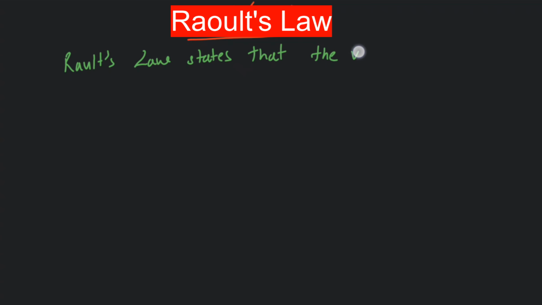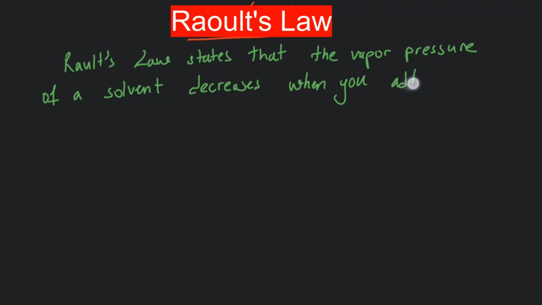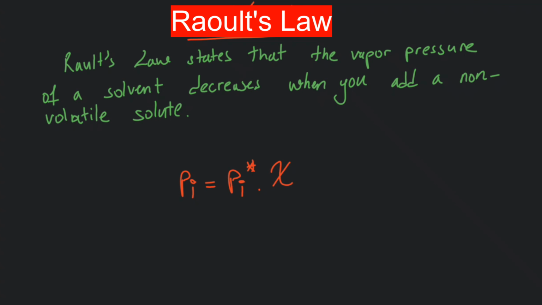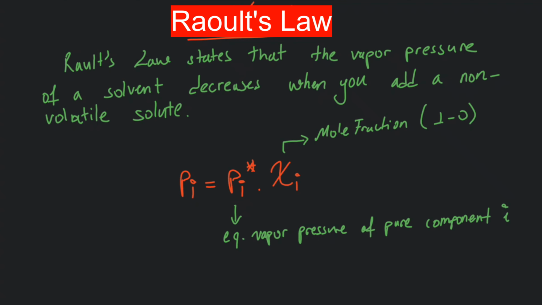Raoult's law states that the vapor pressure of a solvent decreases when you add a non-volatile solute. The relative lowering of vapor pressure of a dilute solution of a non-volatile solute is equal to the mole fraction of solute in the solution. We can write it as Pi equals Pi star times the mole fraction. This is the mole fraction, by the way, which is important, and it changes between 1 and 0 since it is just a fraction. Pi star is the equilibrium vapor pressure of the pure component i, and Pi is the partial pressure of component i.